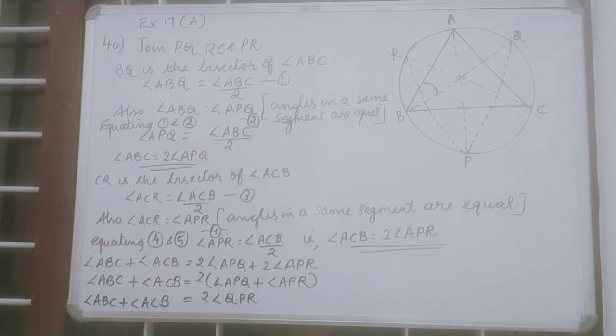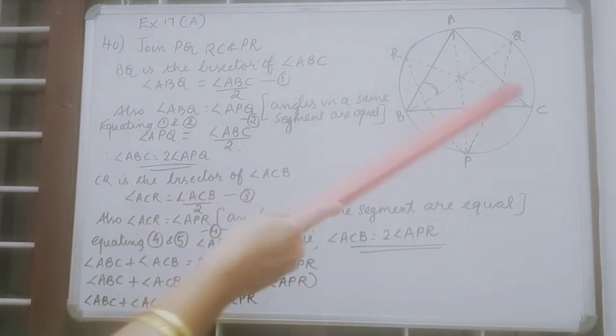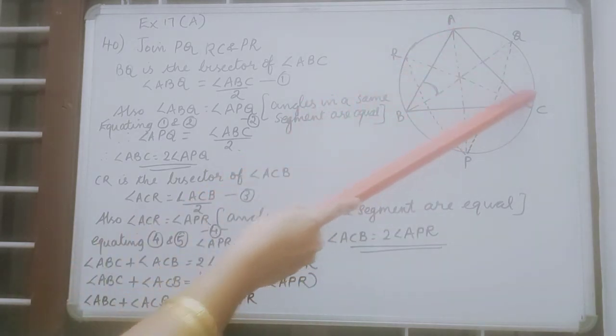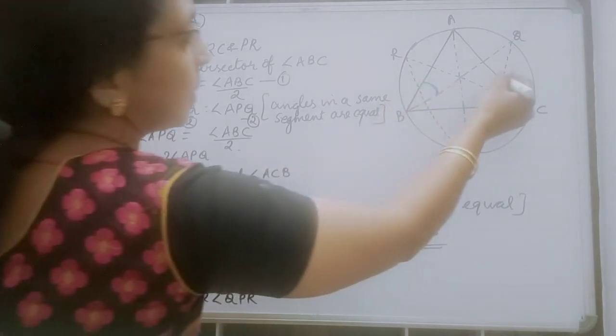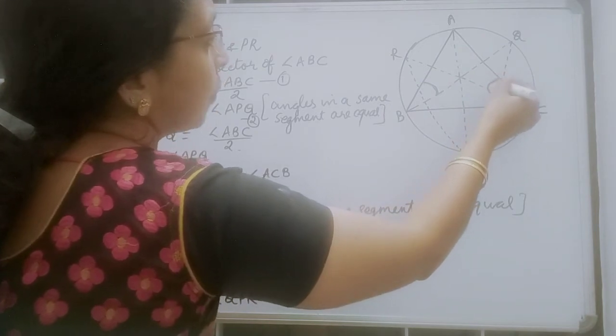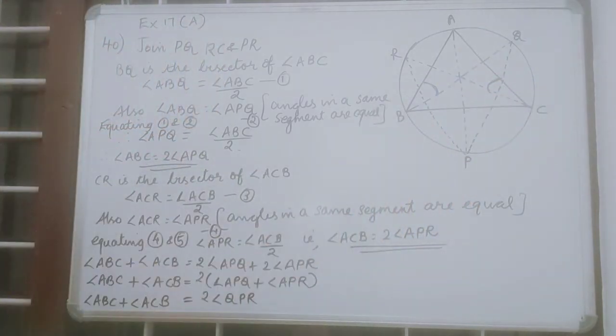Then for proving the second part, same case. Take CR is the bisector of ACB. So what about ACR? ACR will be half of the total ACB. Half of ACB. Let it be equation number 3.